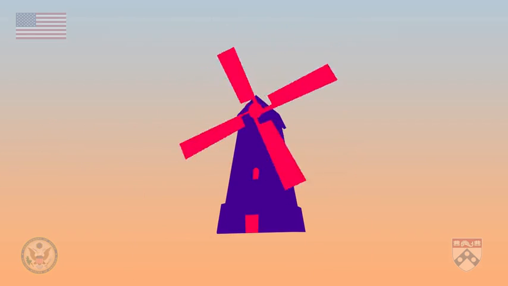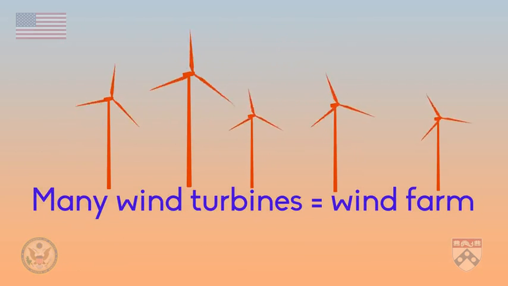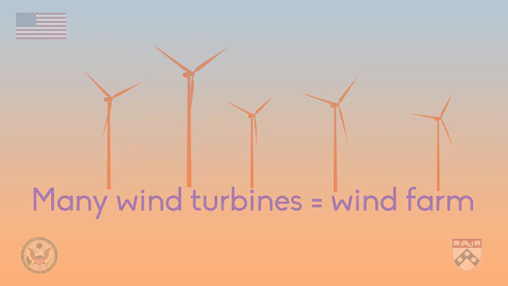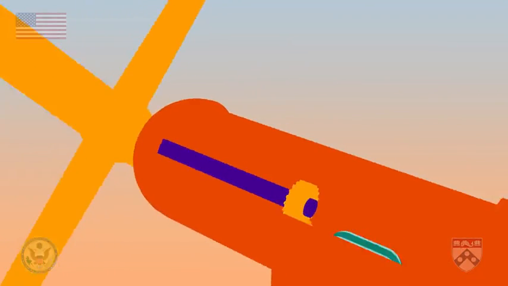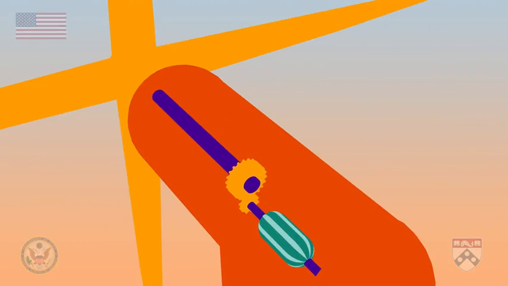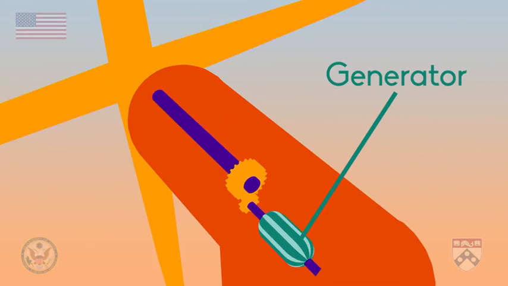Modern windmills are called wind turbines, and many of them are placed together to create a wind farm. A turbine is a machine for producing power in which a wheel goes around. When the wind turns the blades of the wind turbine, it is connected to a shaft which spins a generator and creates electricity.